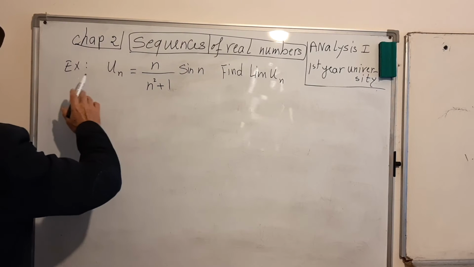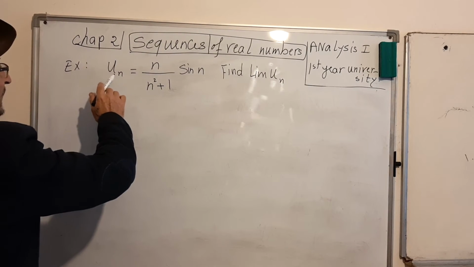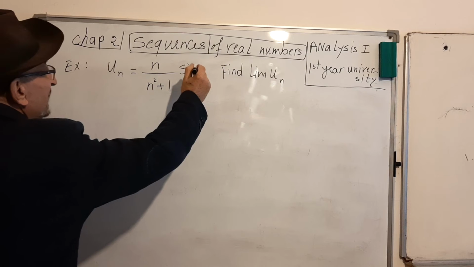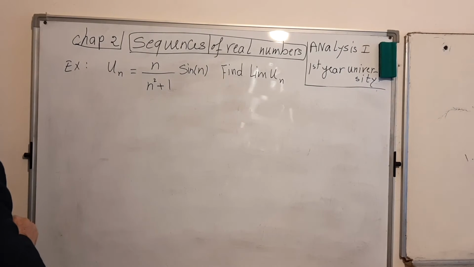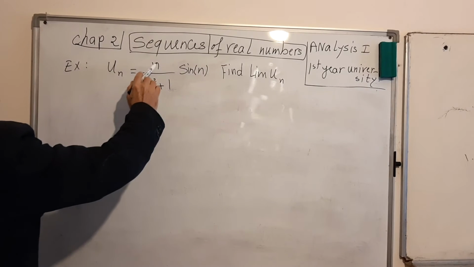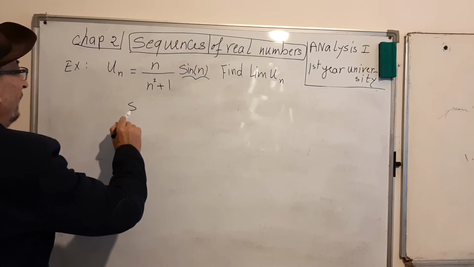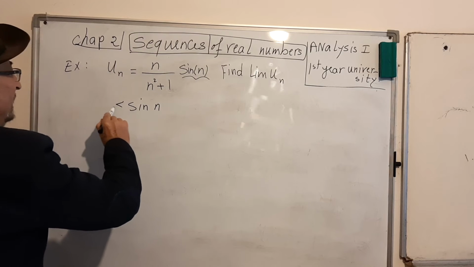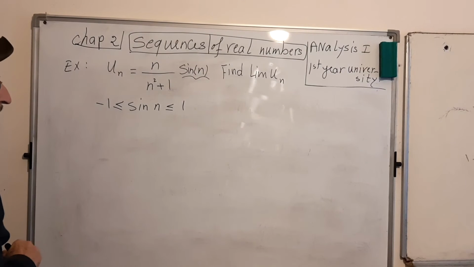For example, find the limit of the sequence un if the general term is un equal to n over n squared plus 1, times sine n. We know that sine n is between minus 1 and 1.